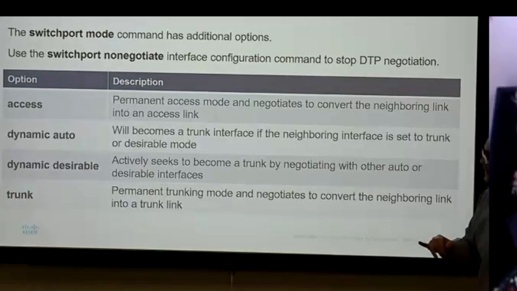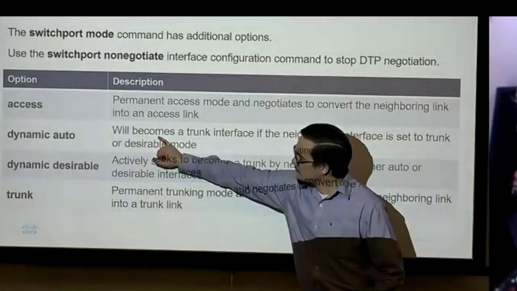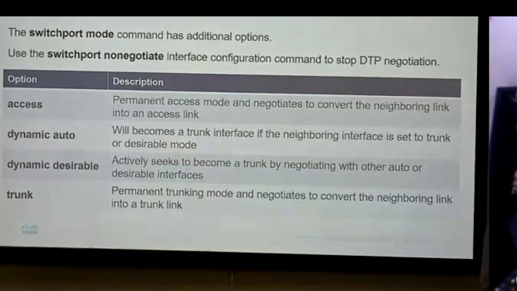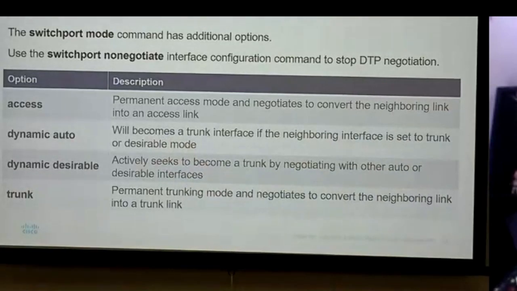I think they got a typo here. I don't think William's going to become a trunk link. He's not even there. He's making tea.